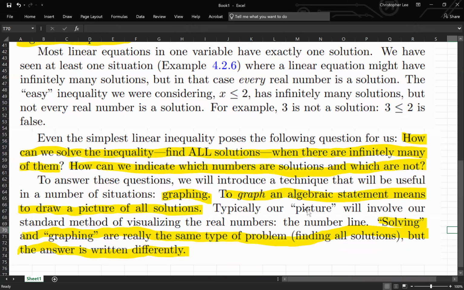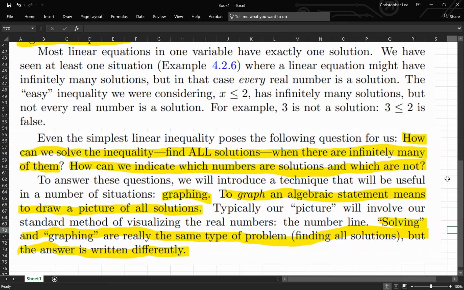All right, so even the simplest linear inequality poses the following questions for us. How can we solve the inequality, find all the solutions when there are infinitely many of them, right? How can we indicate which numbers are solutions and which are not? To answer these questions, we will introduce a technique that will be useful in a number of situations, graphing.